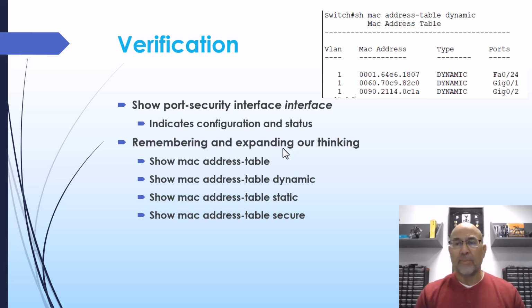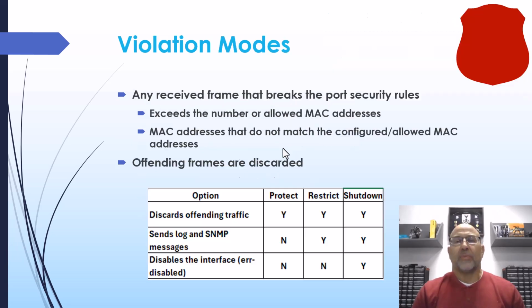So you can take a look at show port security interface and then whatever it is, and it'll tell you what's been configured but also what's been happening, including the number of violations, or you can look at your show MAC address table to give you some idea what should be happening. All right, so now that you've seen these in action, let's think about those modes that we saw.